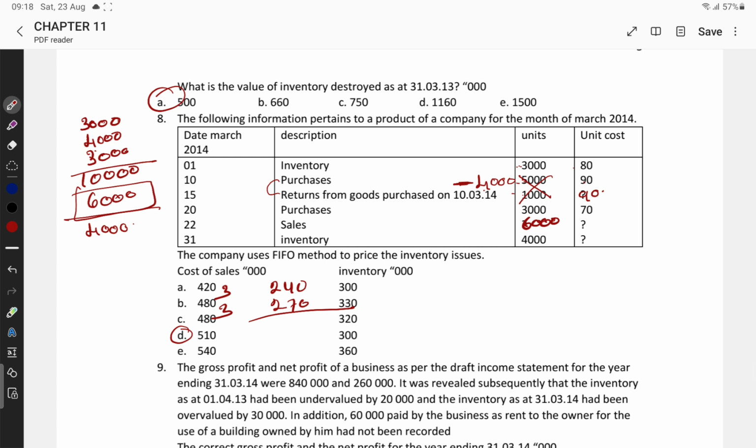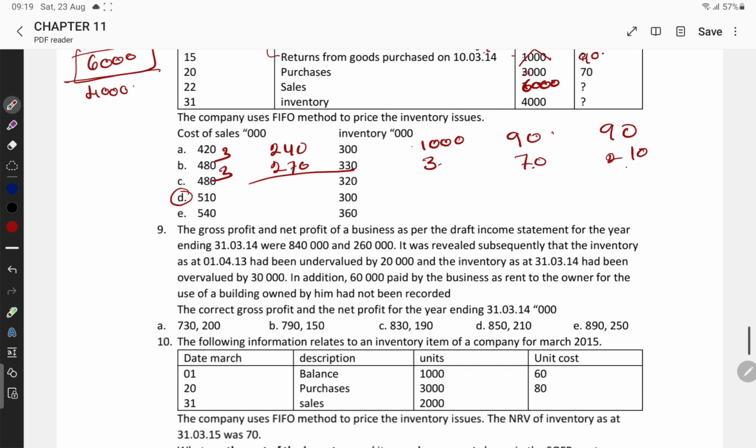Okay, so now out of this 3,000 is gone. Out of this 4,000, 3,000 went. So which means 1,000 units at the rate of 90 is there. Then the entire 3,000 units is there at the rate of 70. So 90 times 1,000 is 90,000, 70 times 3,000 is 210,000. So 210 plus 90 is 300. Yes.